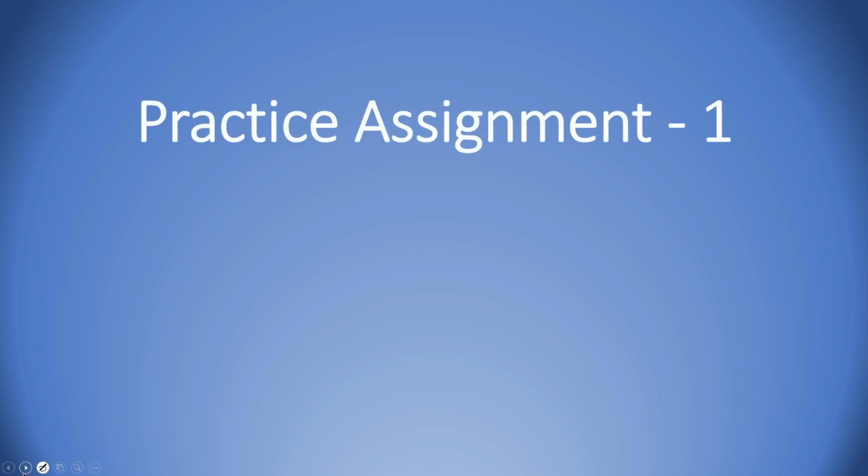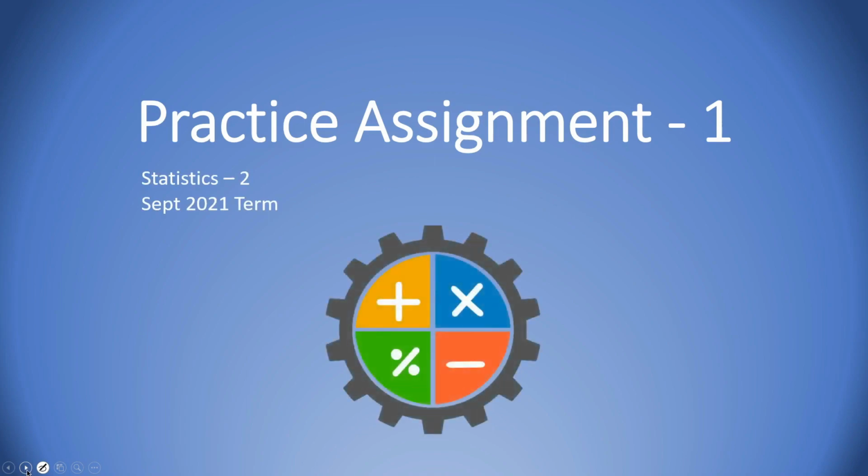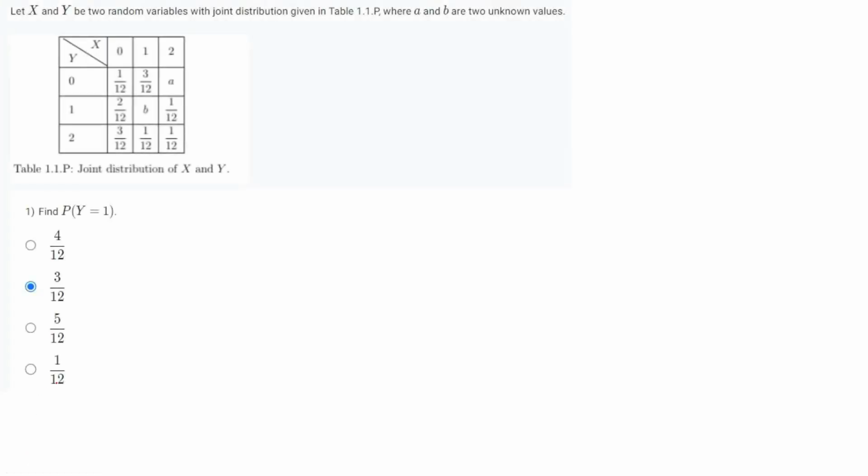Alright, welcome to the solutions of practice assignment 1 of statistics 2. So we'll start with the first question. They have given a joint distribution table for x and y. Now a and b are unknowns and we have to find the joint distribution for x and y. To begin with, firstly we have to find the values of a and b.